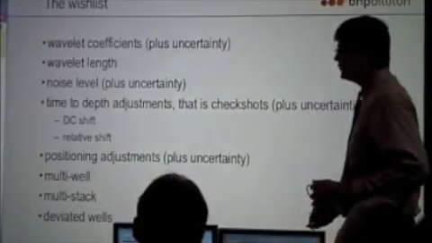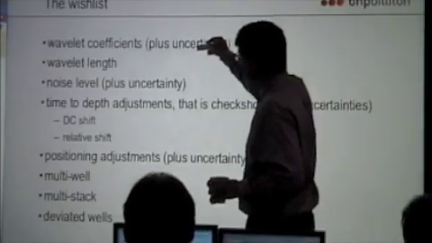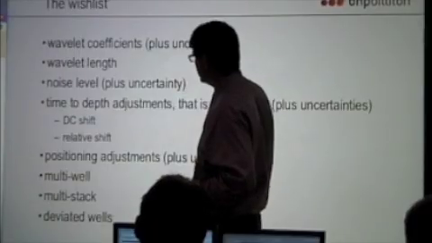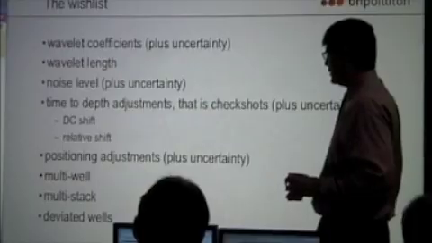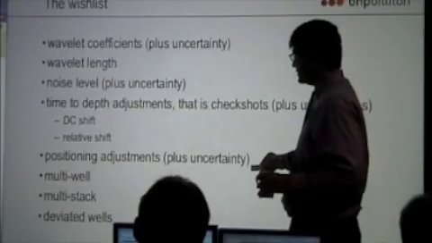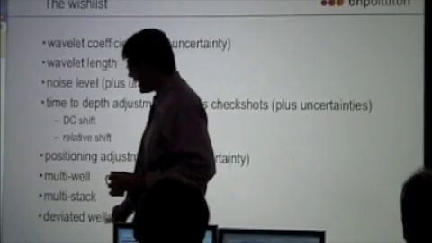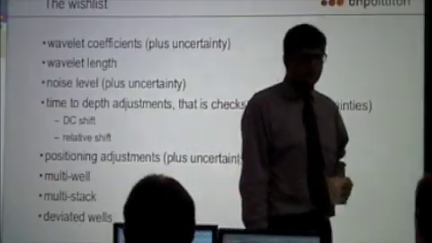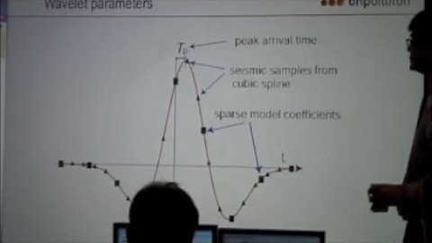And so what's our wish list? We get what the wavelet is with uncertainty. We get the wavelet length. We get how much noise level is on there. We get these time to depth adjustments. We end up getting these positioning adjustments. We want to do this for multiple wells at once with multiple stacks and be able to handle deviated wells. The particular wavelet derivation we have fulfills this practical wish list.